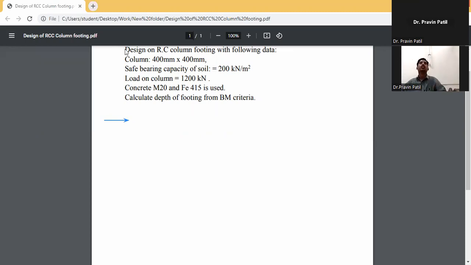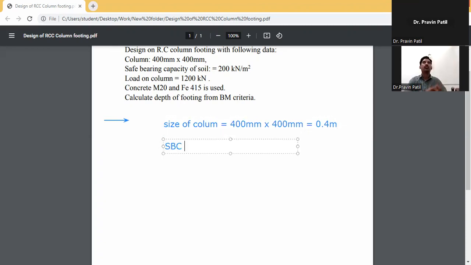Okay. So first of all, write down the given data. Size of column is given, it is 400 mm by 400 mm, that is 0.4 meter. Then SBC of soil is equal to 200 kilonewton per meter square.